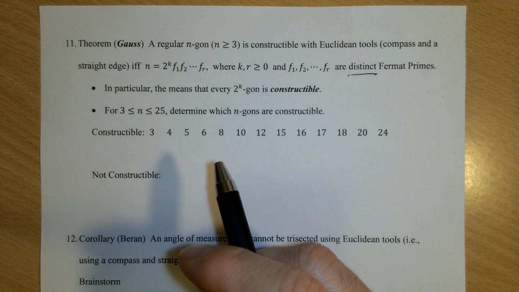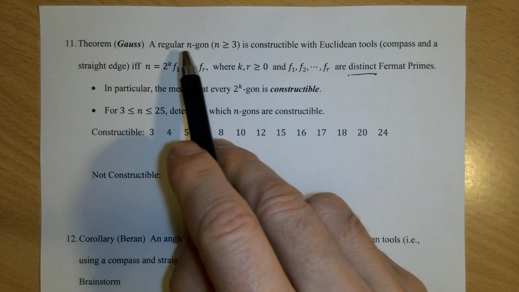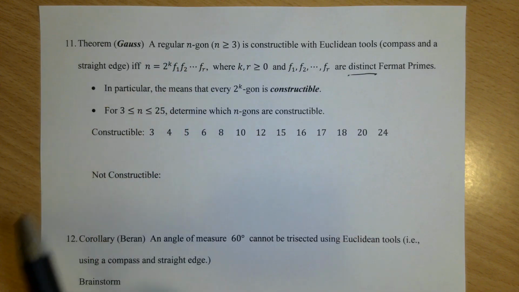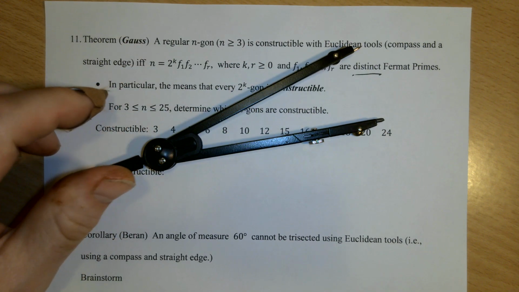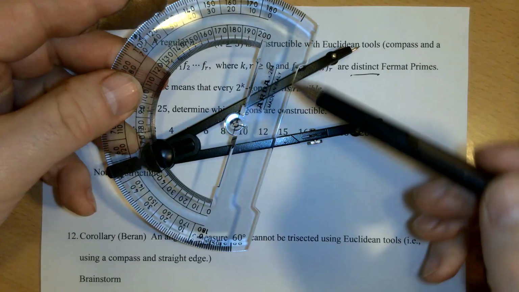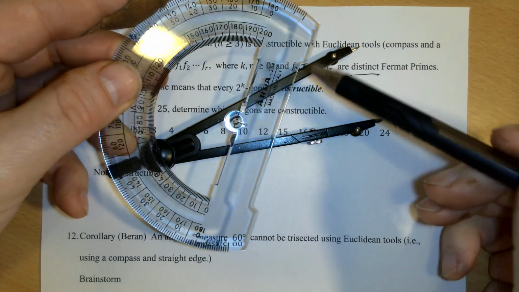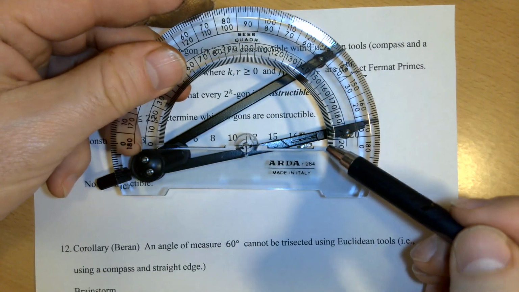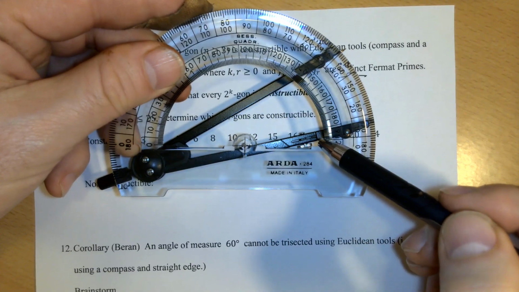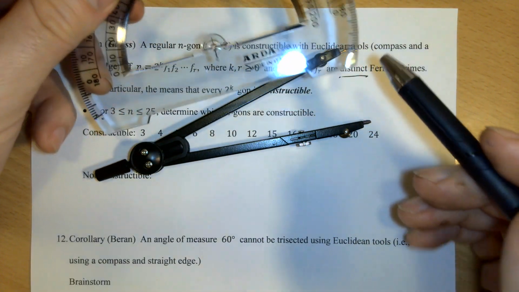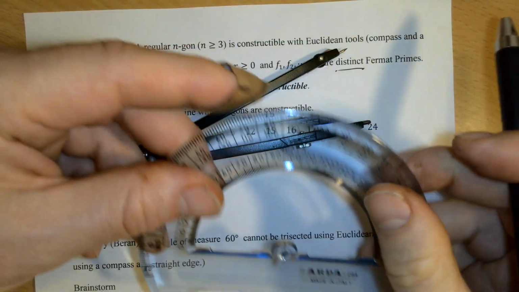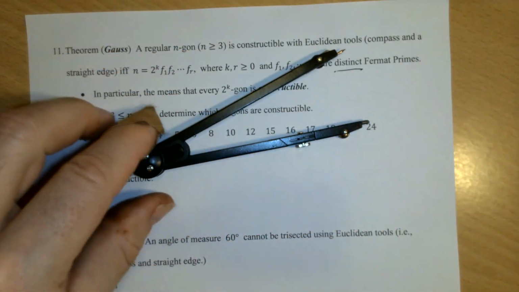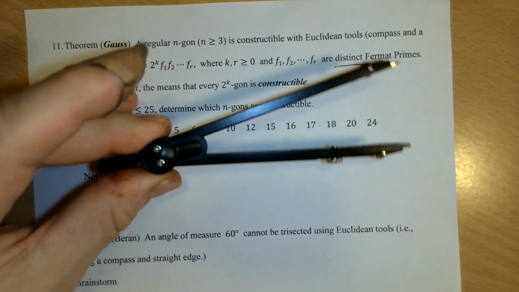In this video, we're going to determine which regular n-gons are constructible using Euclidean tools. Remember what Euclidean tools means. You can use a compass and you can use a straight edge. I'm just going to use this for the straight edge. I'm not going to use this protractor to get specific angle degrees. You can't do that. If you do, you're not using Euclidean tools, and we don't call it constructible. So we can only use a compass and a straight edge.